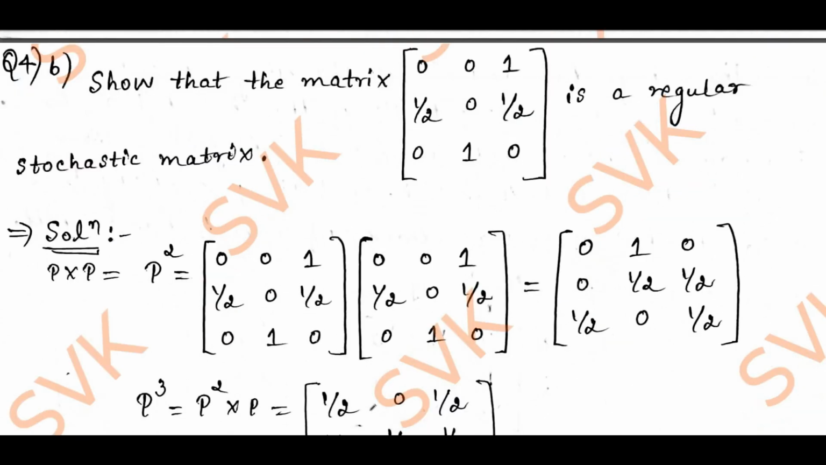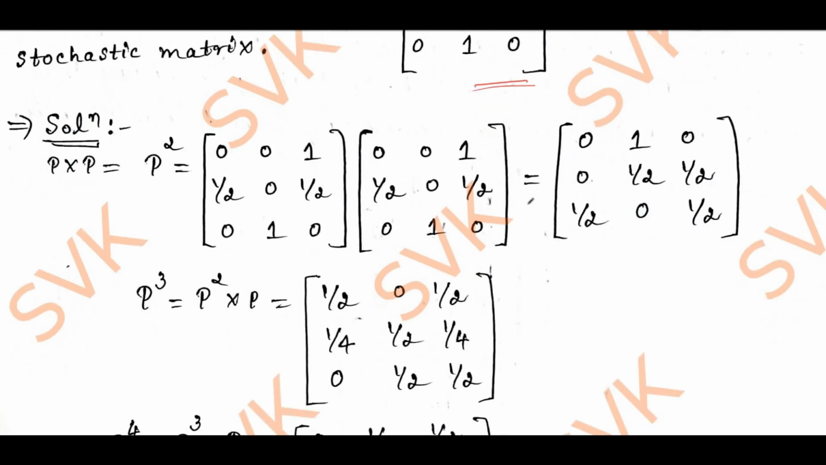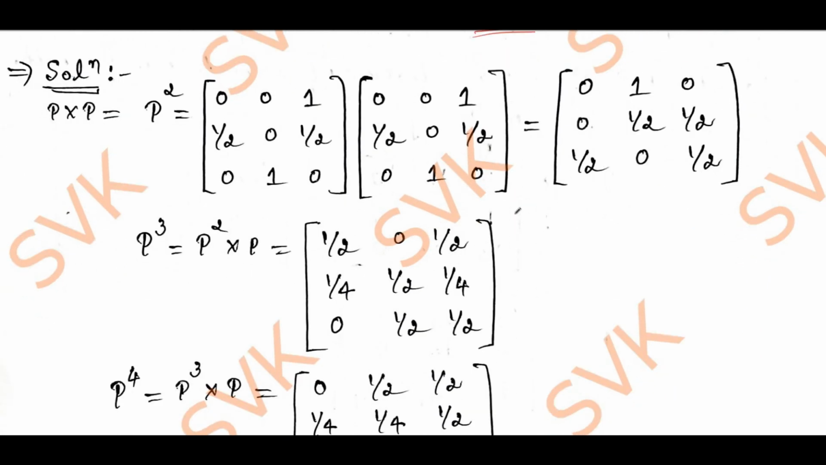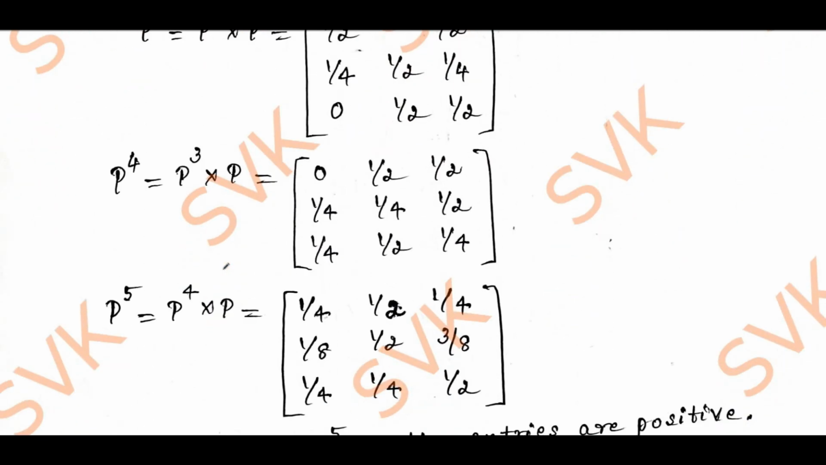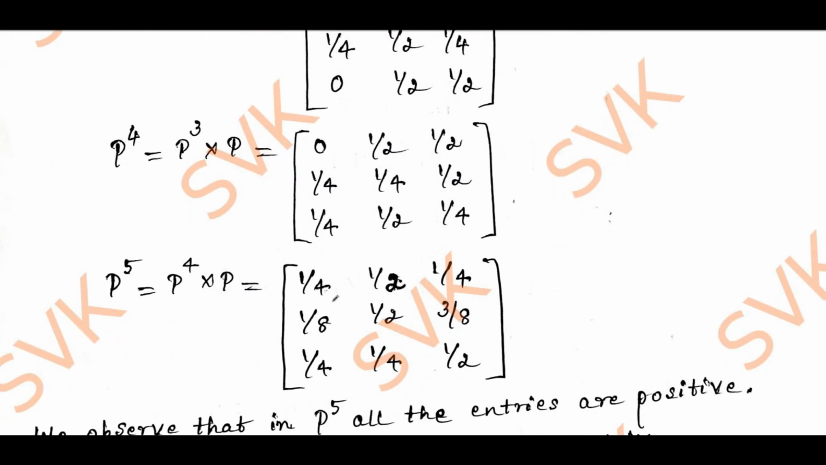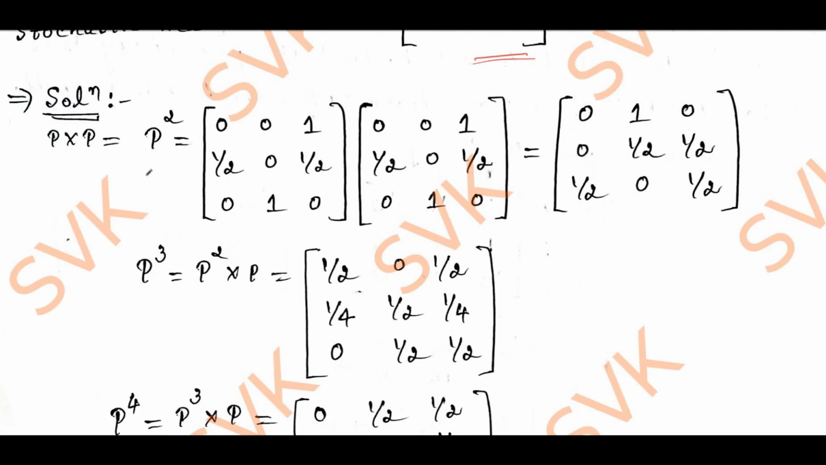Moving on to question number 4b. They have asked to show that the given matrix is a regular stochastic matrix. So consider the given matrix, enter this matrix in a calculator and find the matrix raised to the power n, until each value is non-zero. Each value should be non-zero. So we find the value here just by considering the matrix.